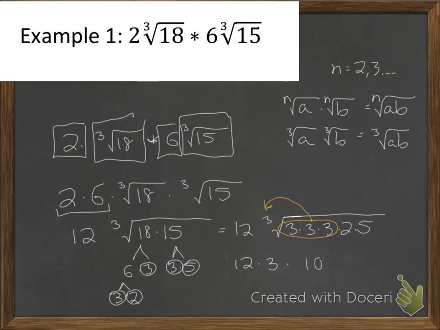2 times 5 is 10. So this becomes 12 times 3, which is 36. So I have 36 times the cubed root of 10. Okay? So again, resist the urge to multiply the values under the radical. Instead, factor them and then use that to simplify the radical.